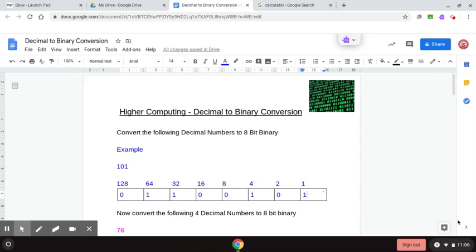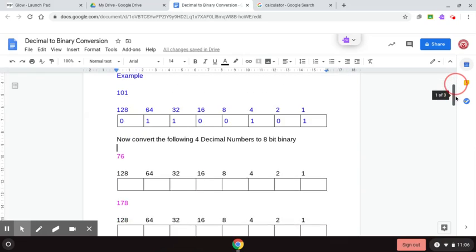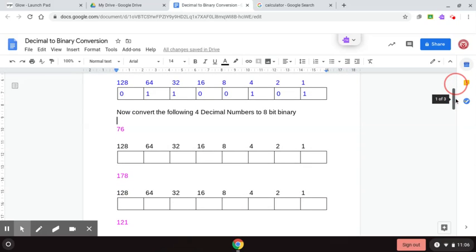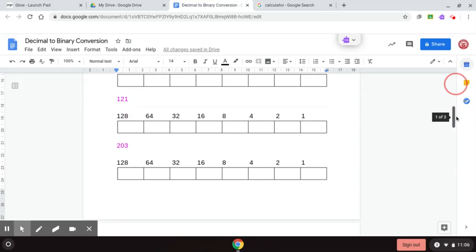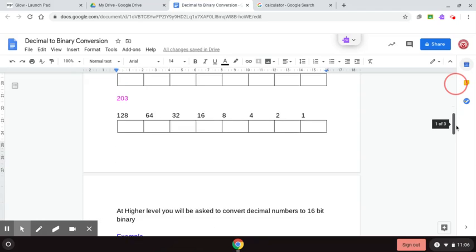Right, so the first thing I want you to do on this document is I want you to complete the 4 tasks. I want you to do number 76 to 8-bit binary, 178, 121 and 203. Okay, so if you do that in the task.